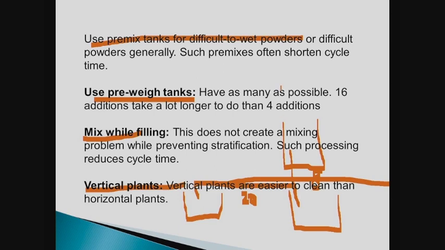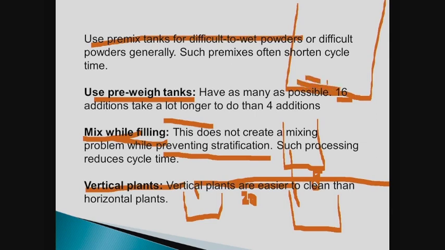You want to mix while filling if you can. You want to prevent stratification. See, you have perhaps 16 additions, right? So you have this tank up here. It has this addition, this addition, this addition, this addition, this addition. They're all stratified in there. And that's not good, because now you've created yourself a mixing problem. You want to mix while filling.